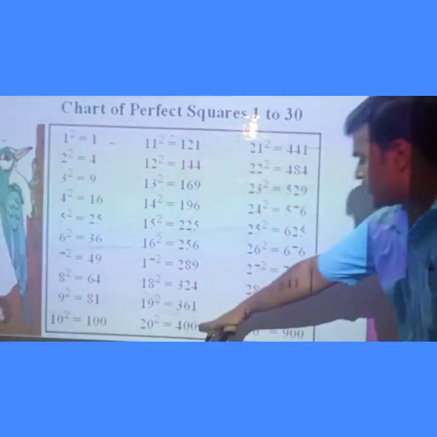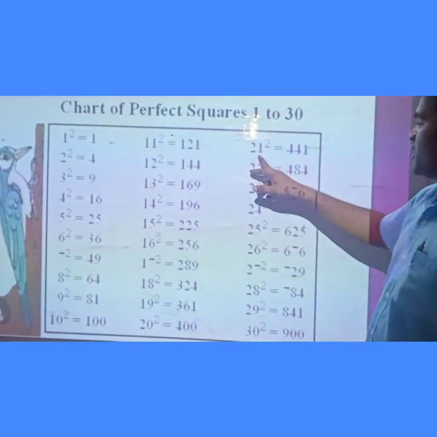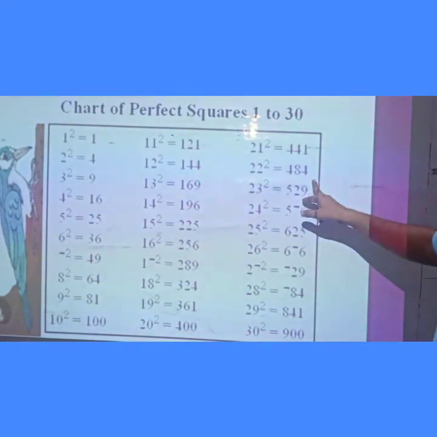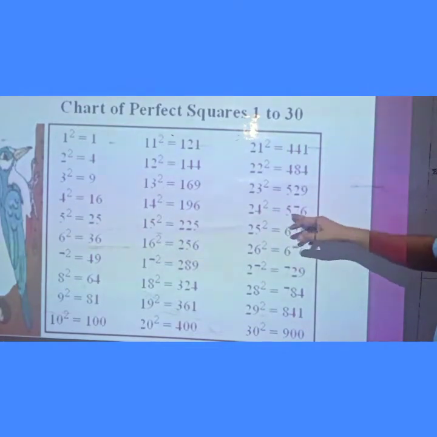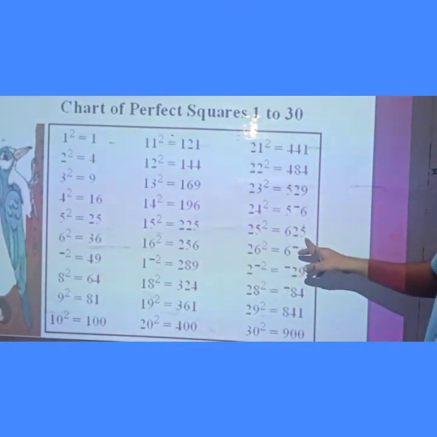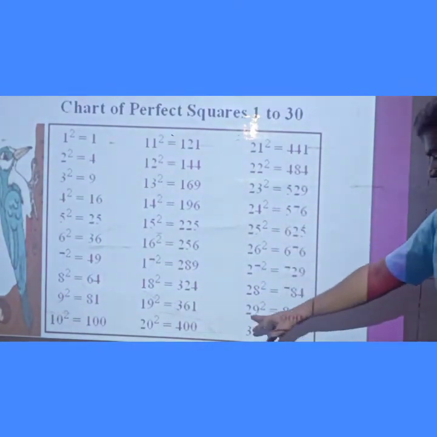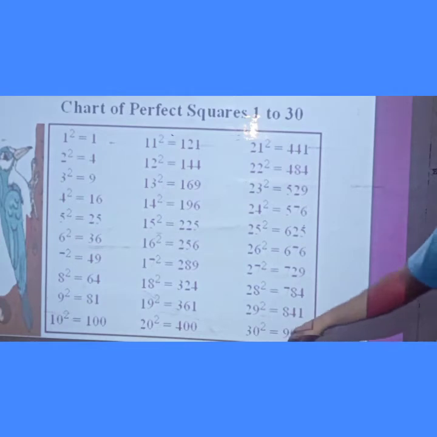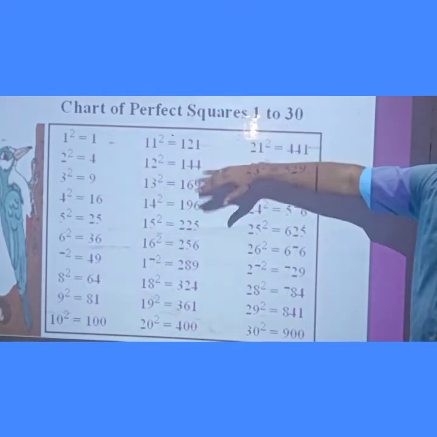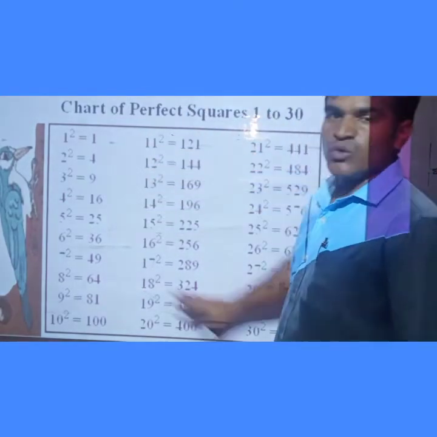So square of 20 is 400, square of 21 is 441, square of 22 is 484, square of 23 is 529, square of 24 is 579, square of 25 is 625, square of 26 is 676, like that square of 29 is 841, and square of 30 is 900. So you must learn these squares from 1 to 30.